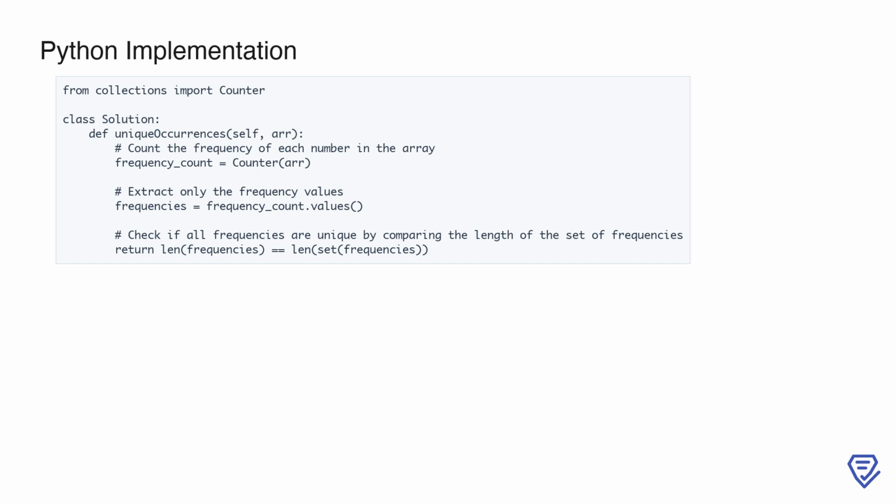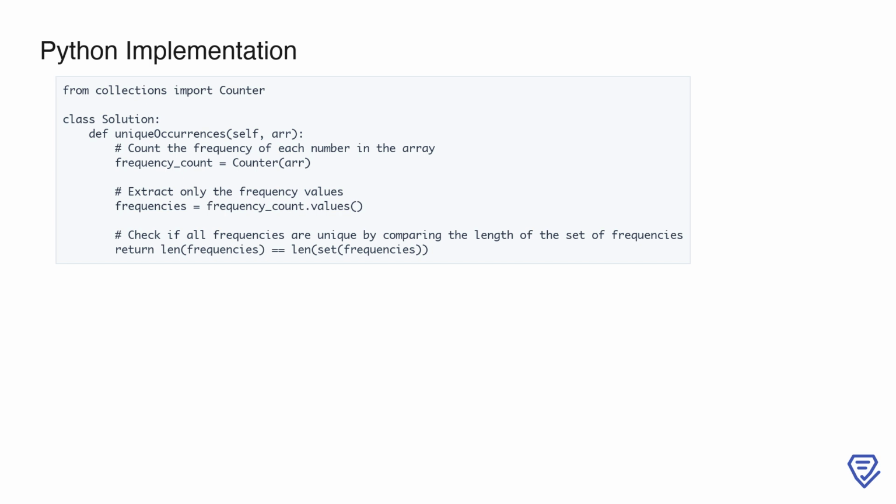This implementation solves the problem of determining whether the number of occurrences of each value in an array is unique. Here's how the solution works. First, we import the Counter class from the collections module. Counter is a convenient tool for counting the frequency of elements in a collection, such as a list. It is particularly well suited for this problem because it allows us to efficiently compute the frequency of each unique number in the input array.